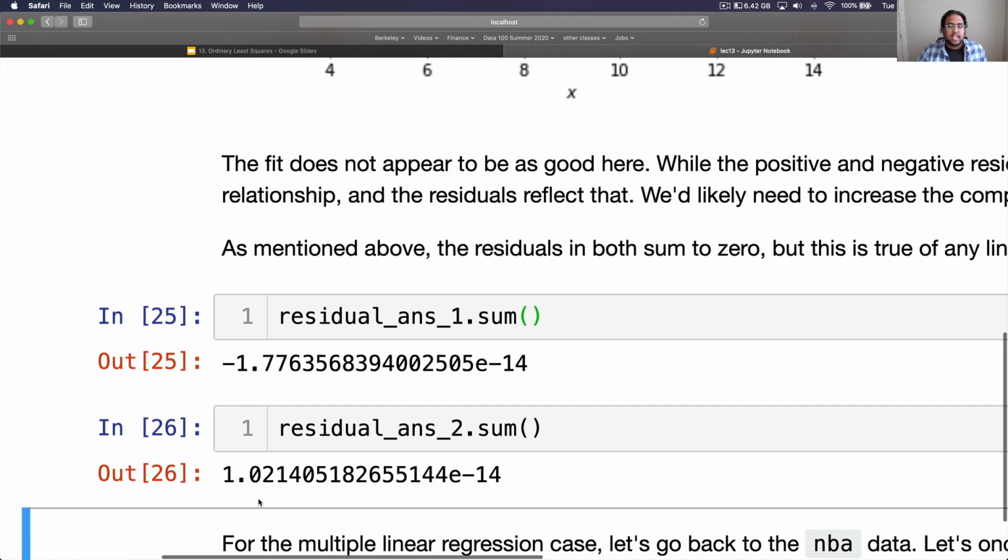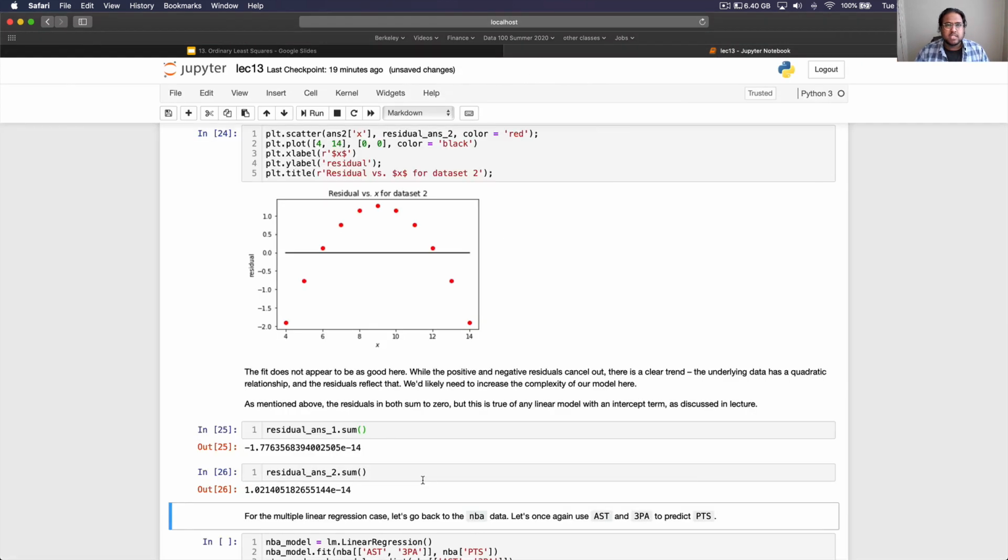Here, you can see that they're something times 10 to the minus 14, which for all intents and purposes is 0. The only reason they don't appear as exactly 0 is due to numerical precision issues that come as a result of how computers store numbers. So the residuals sum to 0 when we have an intercept term, even if our model is no good. And what that means visually is that the negative residuals balance out the positive residuals. But as we can see here, that doesn't mean our model is any good.